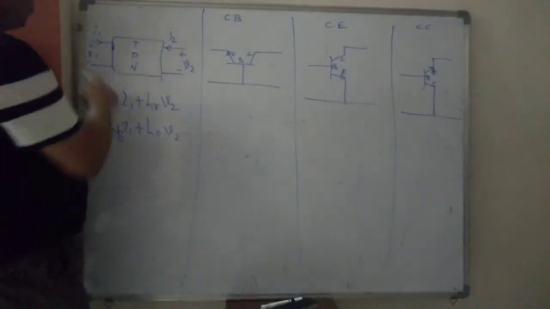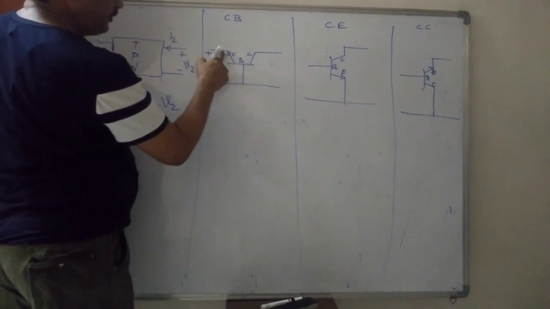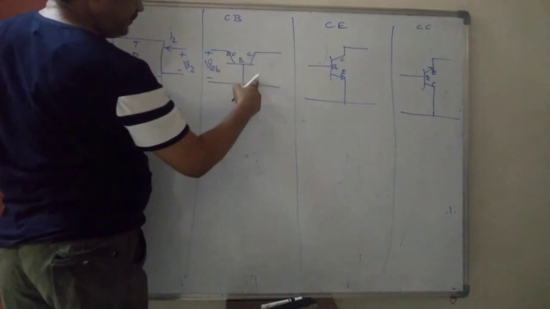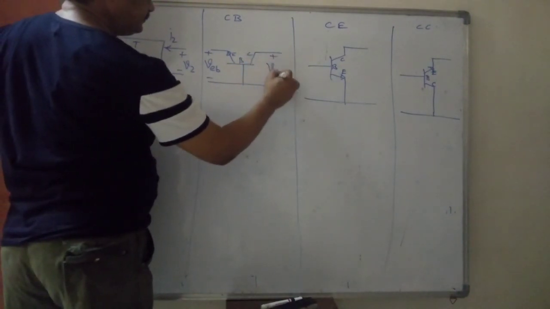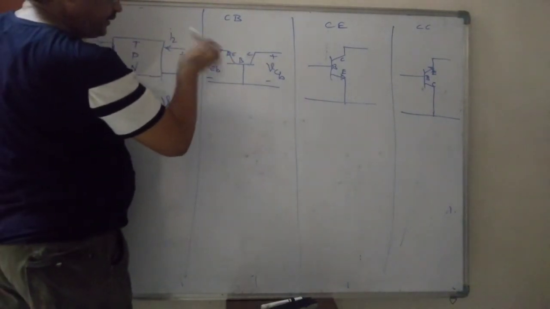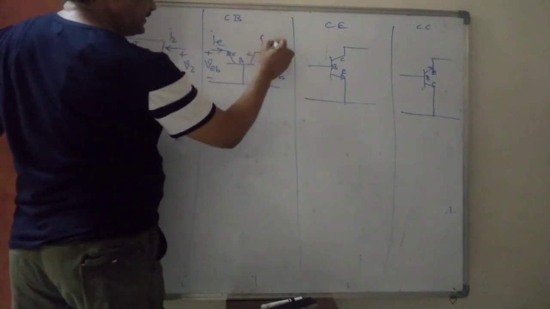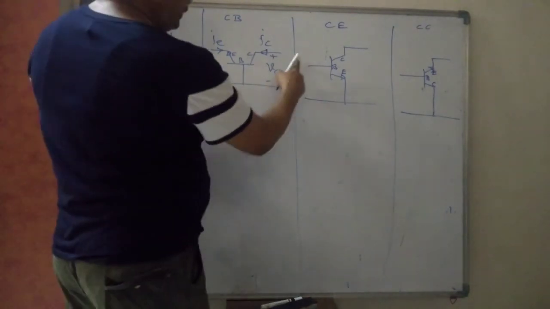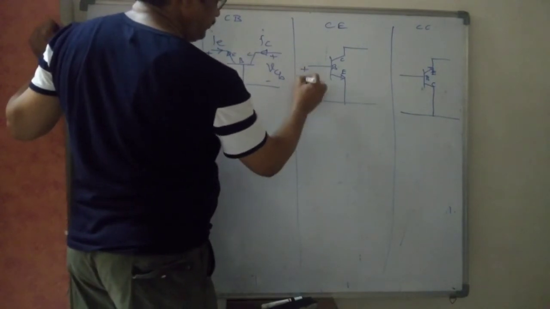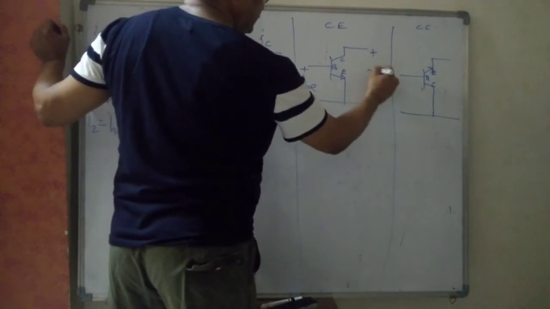Right? So this is V1. What will be this voltage? Voltage between E and B. B, E, B. Voltage between C and B. Current I1: this is current in emitter, so it will be IE. I2: this is current in collector, IC. This voltage between base and emitter, so VBE. This is collector, this is emitter, so VCE.